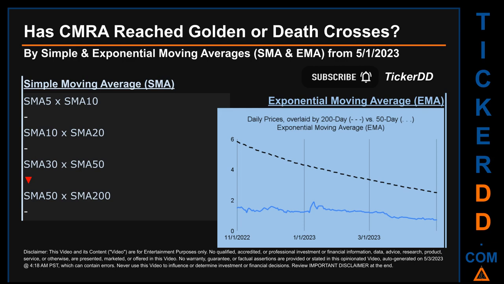Continuing with SMA, we looked across the 5 to 10, the 10 to 20, and the 30 to 50-day ranges to see if golden and death crosses had been reached. We found a death cross signal for the 30 to 50. We could not find a golden cross or death cross signal for the 5 to 10, the 10 to 20, or the 50 to 200.